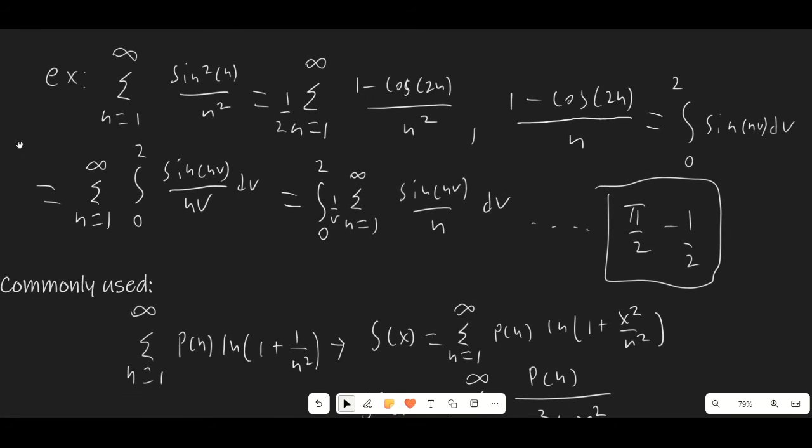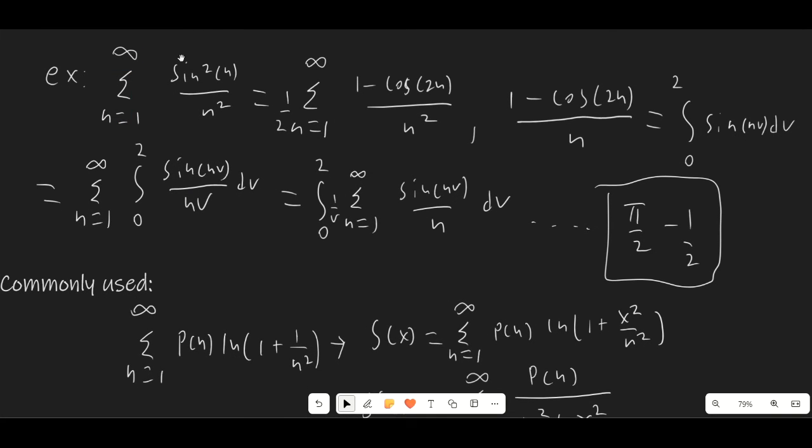So this is a very classic one. The sum from n equals 1 to infinity of sine squared of n over n squared equals 1/2 times the sum from n equals 1 to infinity of (1 minus cosine 2n) over n squared. But you'll notice that (1 minus cosine 2n) over n is the same thing as the integral from 0 to 2 of sine of nv dv. You can go ahead and check that for yourself. This is a really, really helpful formula in a lot of different situations.